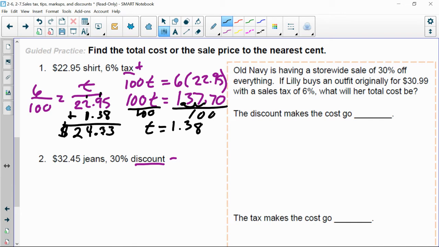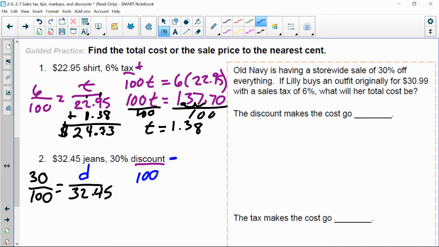All right, if you're feeling confident, go ahead and pause this. Do the next one on your own. You don't have to do it with me. You can do it and then check your work after. All right, the price of the jeans is $32.45. And I am looking for my discount. So that's why we know we're going to subtract from this amount.